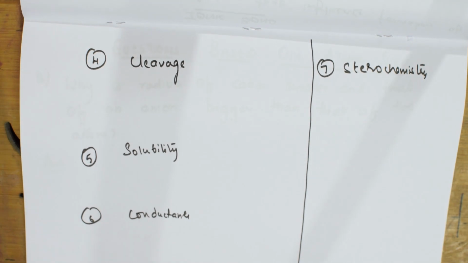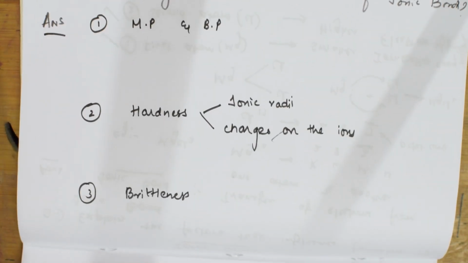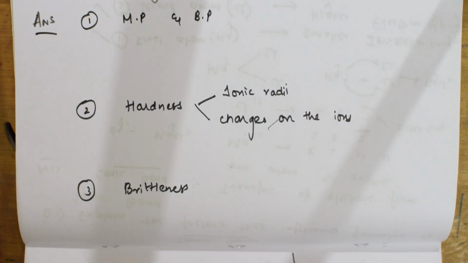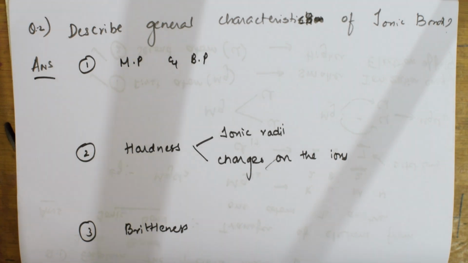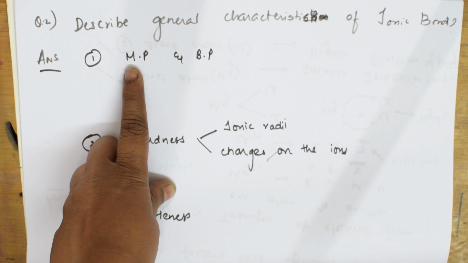Now when I come to the first factor, it is nothing but melting and boiling point. So for an ionic bond to form between two atoms, these are all the factors on which it depends, correct? Let us discuss melting and boiling point. Now what actually is melting and boiling point? What happens during melting?